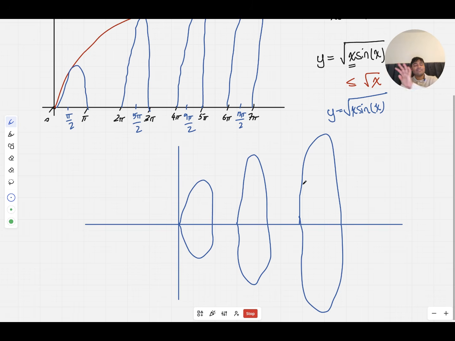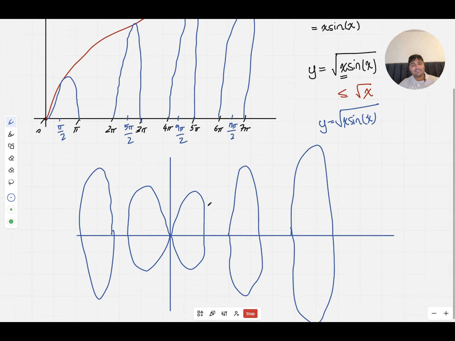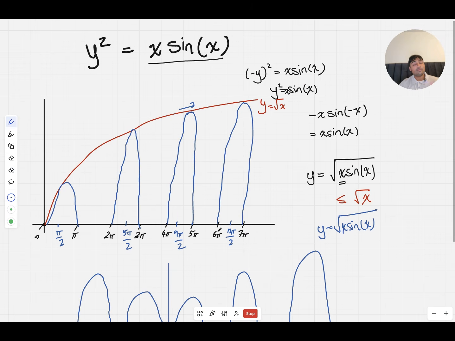And then for negative values of x, again, we're just going to reflect this in the y-axis because of the symmetry we observed earlier. Oh, this is horrible. But hopefully you get the picture. And that's what this would look like. Boom. That's it. Done. Mic drop. That is how you can sketch a curve like this. So that would be a very, very good answer to this question.